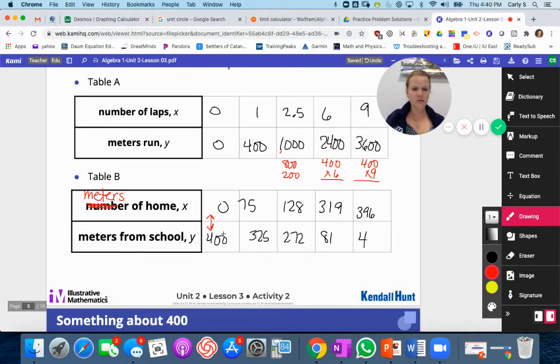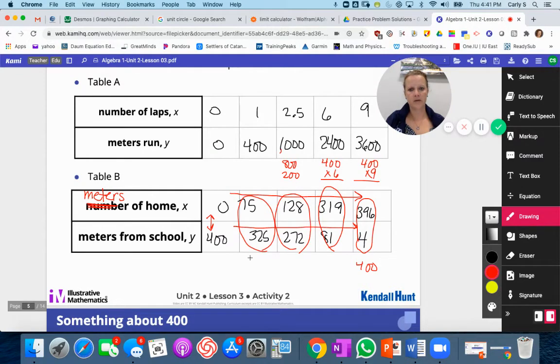As my meters away from home increase, my meters from school decrease. And it looks like these all add up to 400. Okay, pretty cool. It's getting pretty messy though, sorry about that.